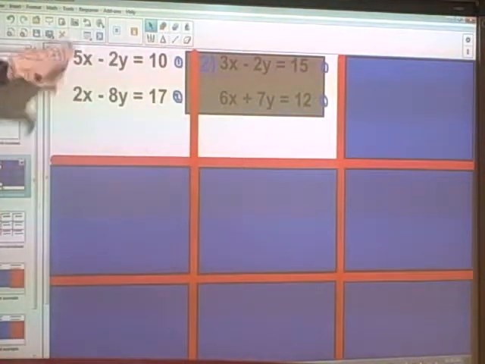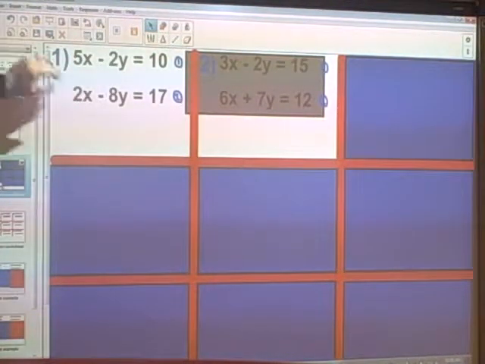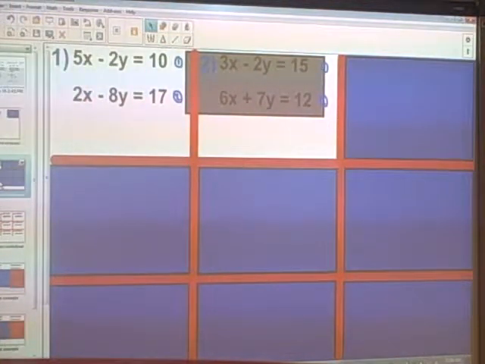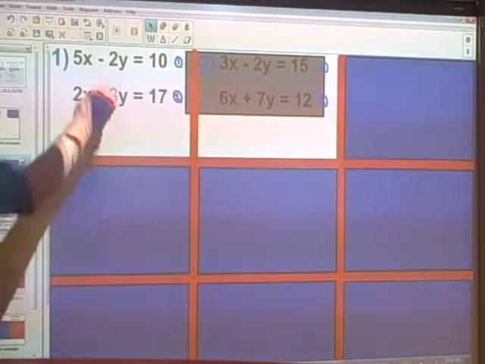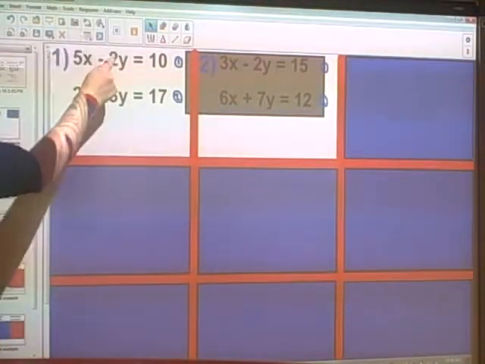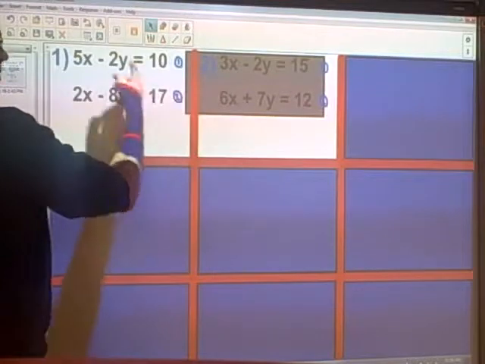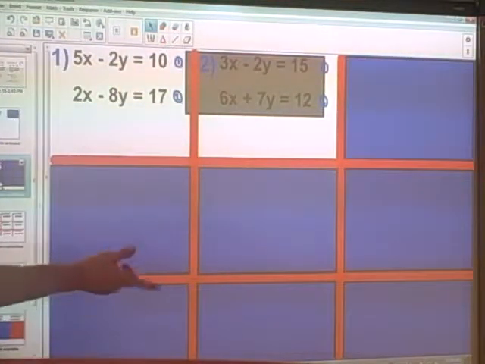So if we look at the x's and look at the small number of x's, all we say is, is there a number we can multiply 2 by to give us 5 nicely? 2.5 is a decimal that will work, but we're trying to look for nice numbers. So let's look at the y's. Now I'm ignoring the signs for a minute, so 2 and 8. Is there a number I could times 2 by that would give me 8? And the answer to that is yes. If I was to times 2 by 4, that would actually give me 8y.